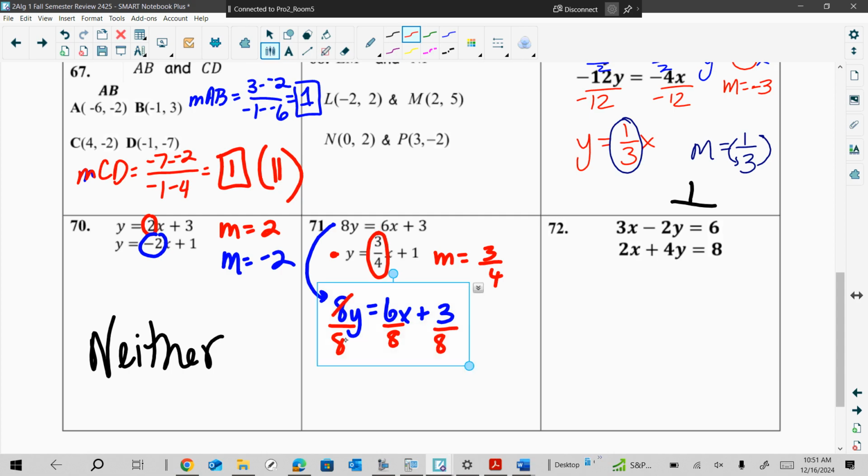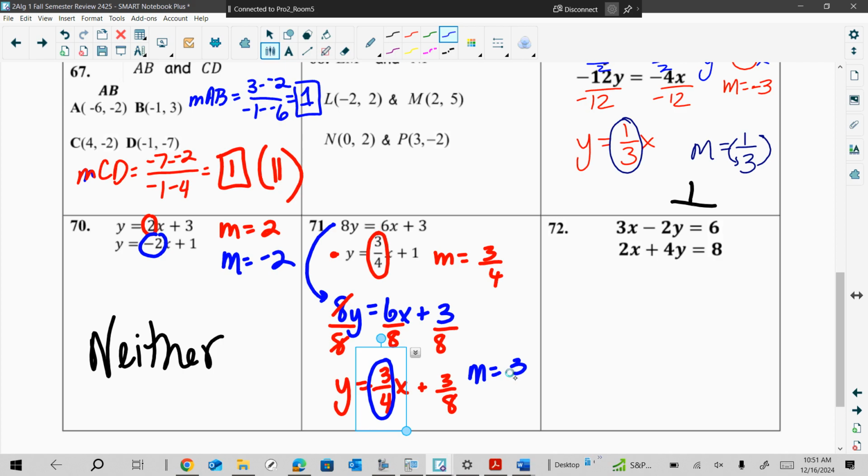So now y equals, this 6 over 8 can be reduced to 3/4 x plus 3 over 8. I know the y-intercept is a fraction, but I don't need that. I just need the m. Yep, because they're the same, this is parallel. So you're gonna need to solve for y so you can see the slope.